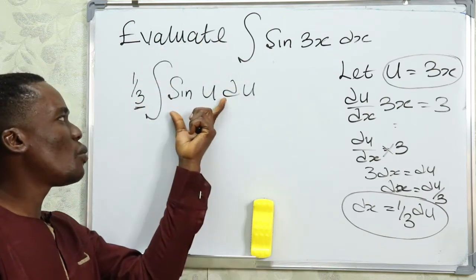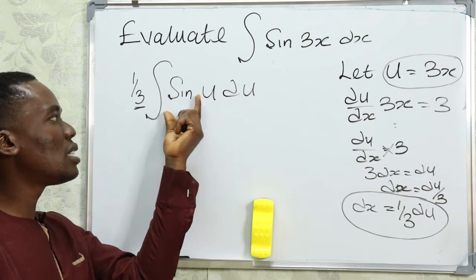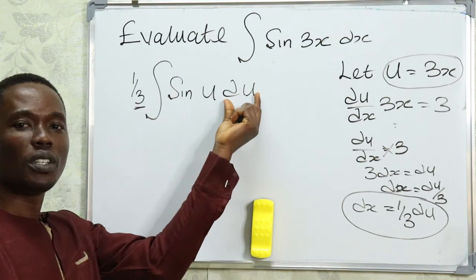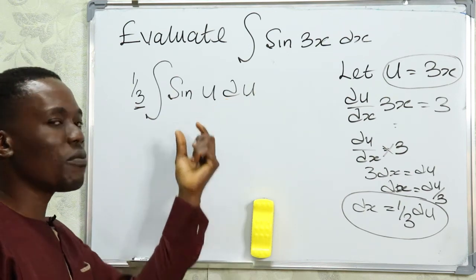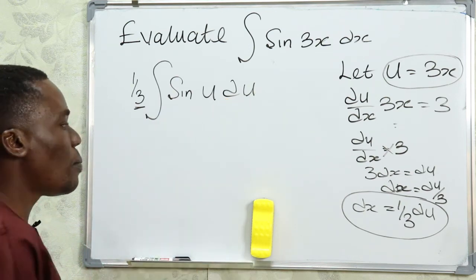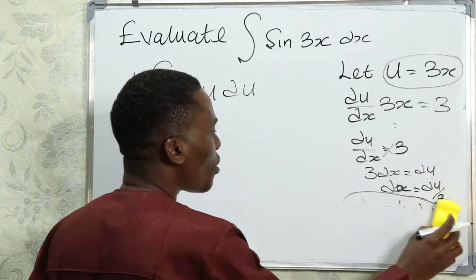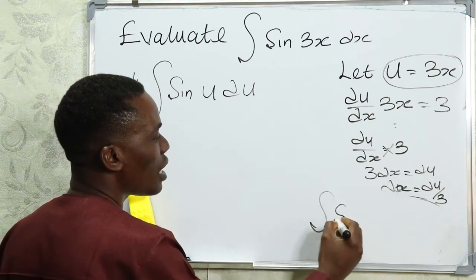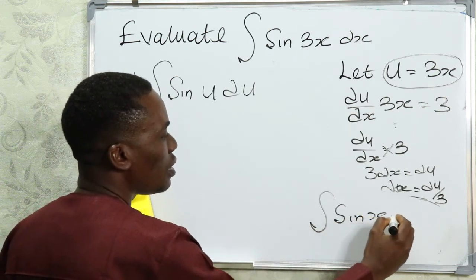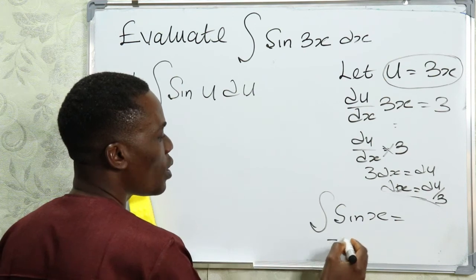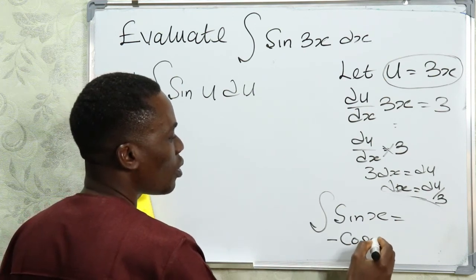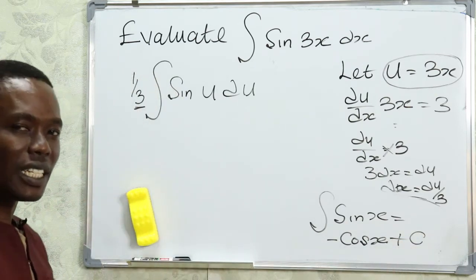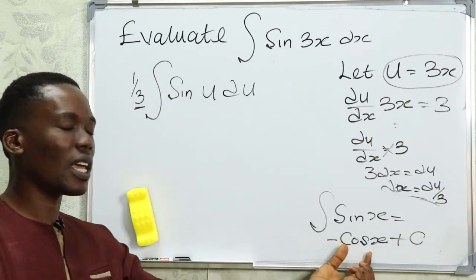So what we are left with now is to integrate sine u with respect to what? With u. Now, if we are looking for the integral of a value, remember the derivative of sine. If we are asked to integrate sine x, the answer will be minus cos of x plus c.